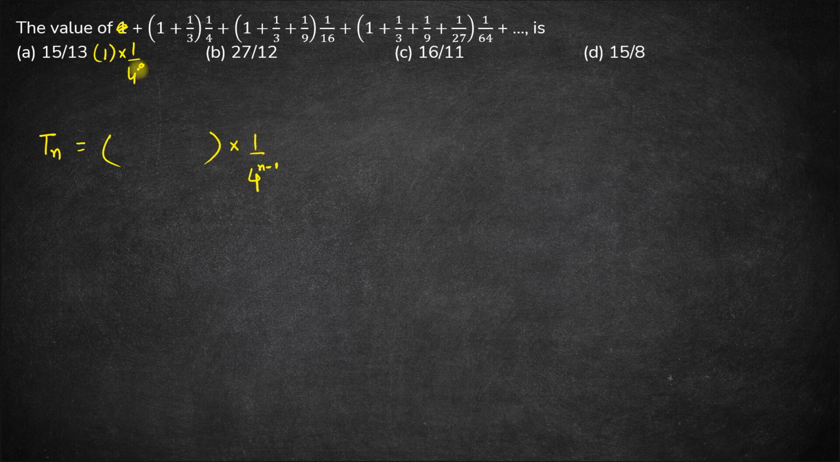This is 4 to the power. The first term has power 0, second term has power 1, third term has power 2, fourth term has power 3 of 4. So the power of 4 is 1 less than the term number, right?